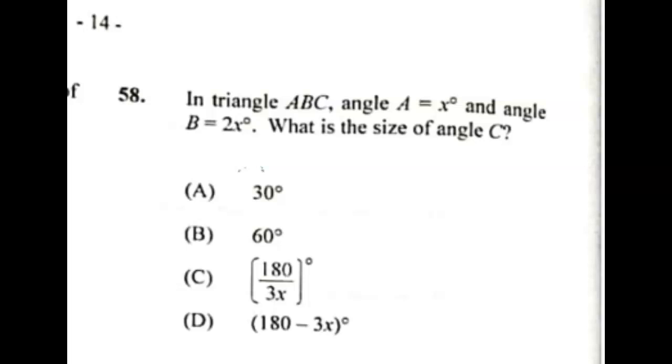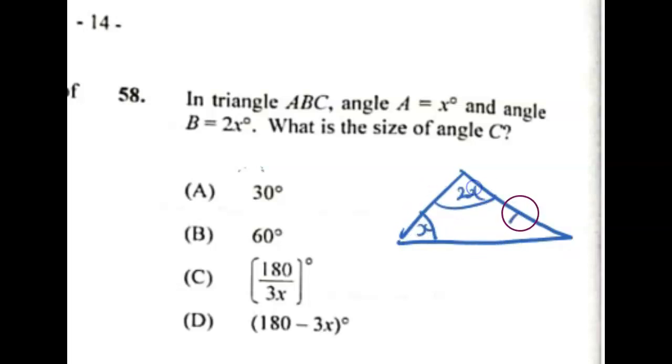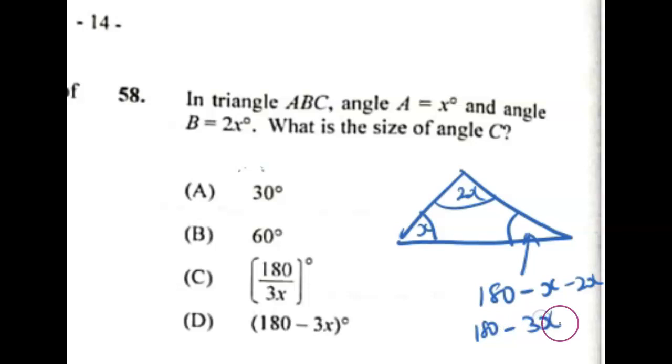In triangle ABC, A is X degrees and B is 2X degrees. What is the size of angle C? So let's try to draw this up. So say here was X and then here is 2X. Then here will actually be 180 minus X minus 2X, which is 180 minus 3X, right? So that would be D.